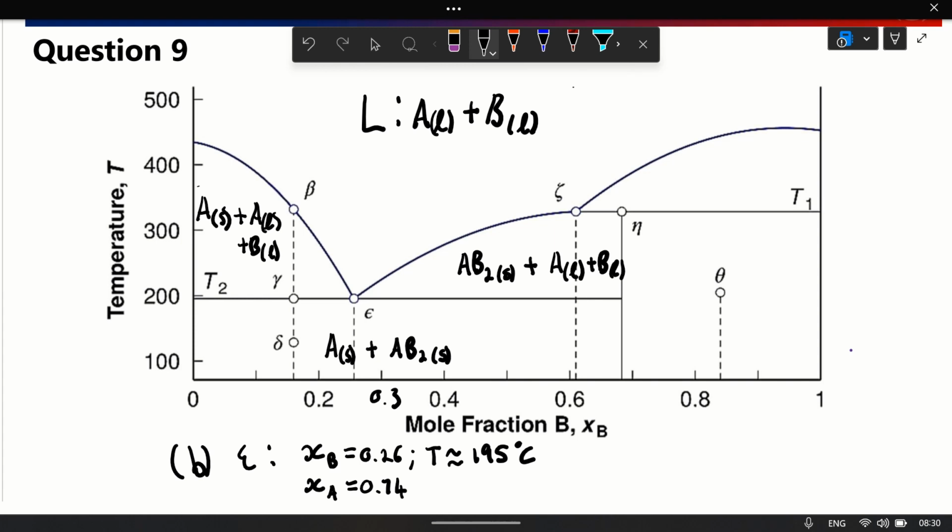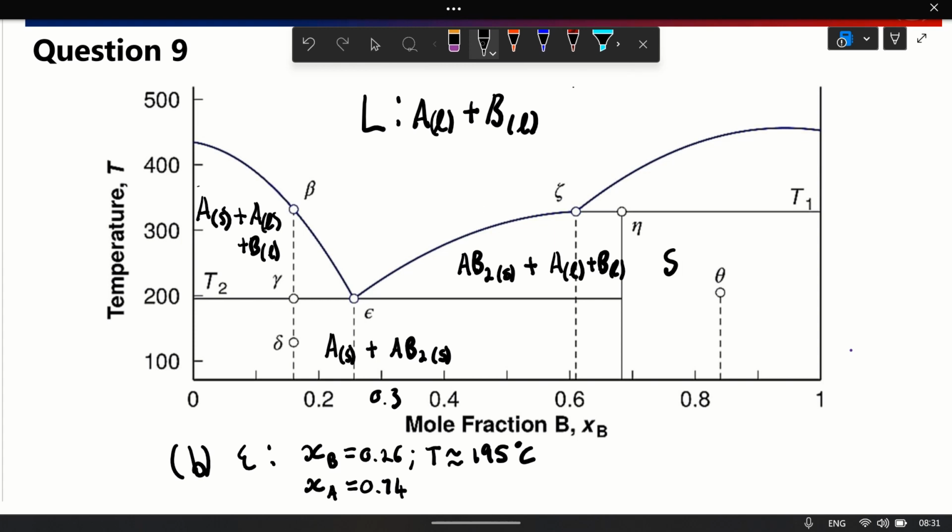Because we're on that side of the phase diagram where A is in excess, all the B is reacting with A to form AB2, and then there's still some A left to crystallize below the eutectic. So below the eutectic, there will be a solid region, and that reaction will occur to form AB2, and some A is left over. Okay, let's move to the other solid region.